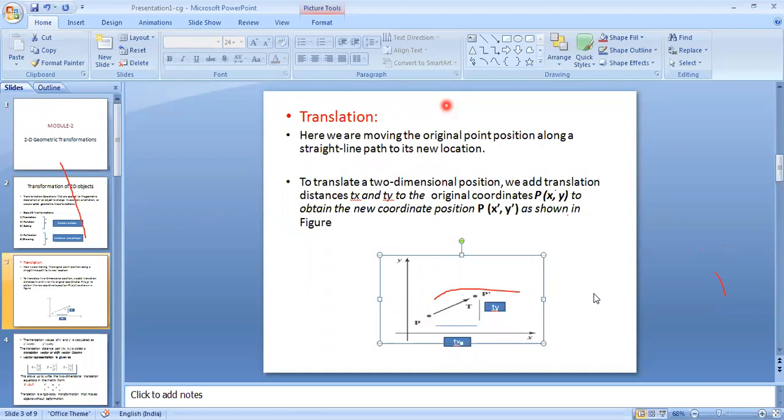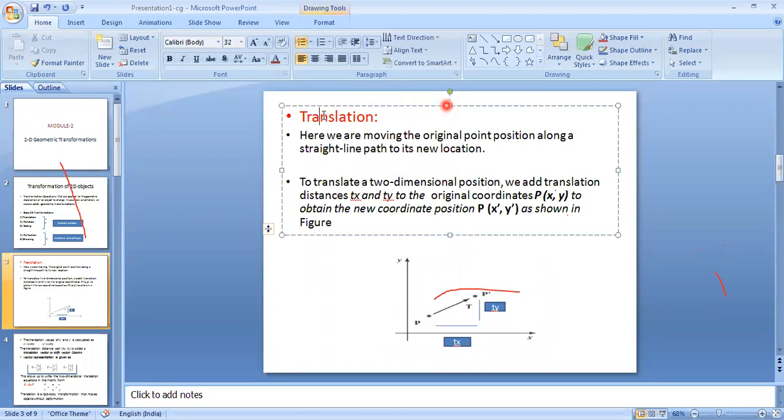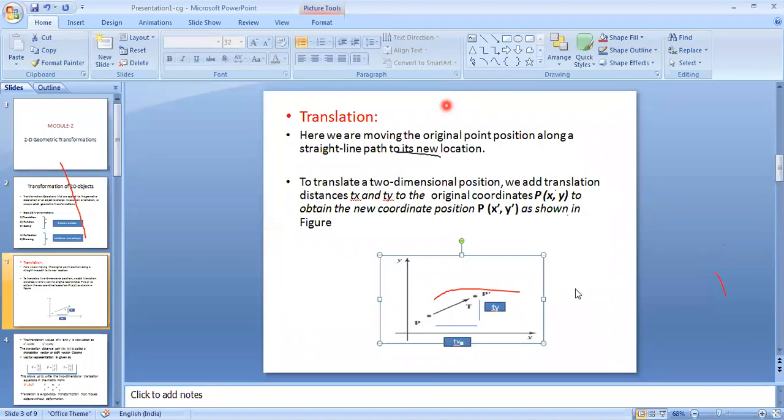The first type of transformation is translation. In translation, we are moving the original point position of an object along a straight line path to its new location. That means the point which is here, I am moving along a straight line path to some other distance or some other coordinate. That is what we are trying to do.